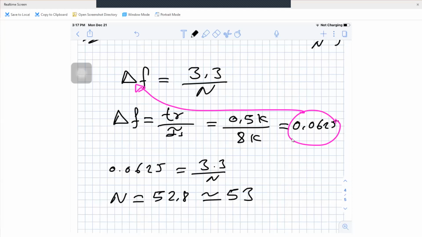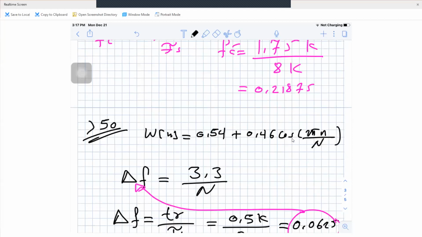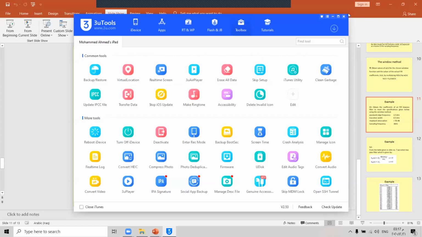Now, again, we have determined N capital. N capital is determined. So now directly we can substitute the value of N capital here to determine the window function. Now, let us go back to the slides and continue the example.